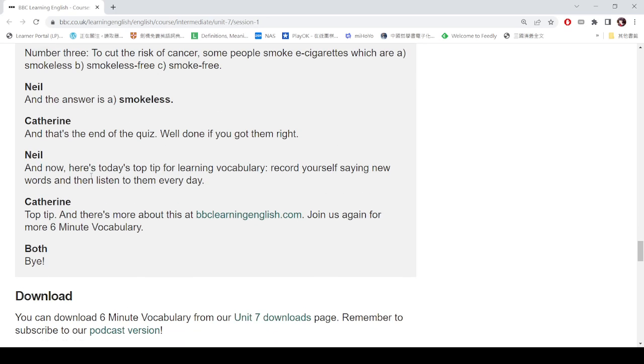And now, here is today's top tip for learning vocabulary. Record yourself saying new words and then listen to them every day. Top tip, and there's more about this at bbclearningenglish.com.